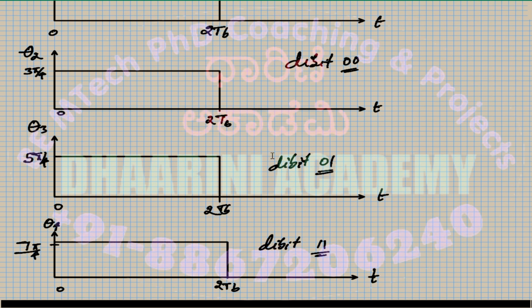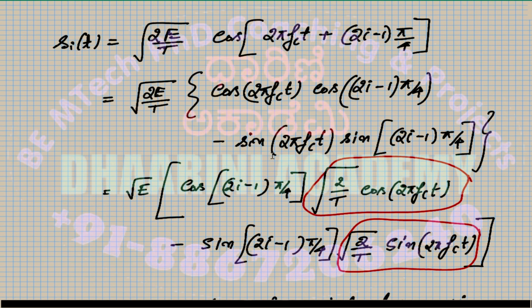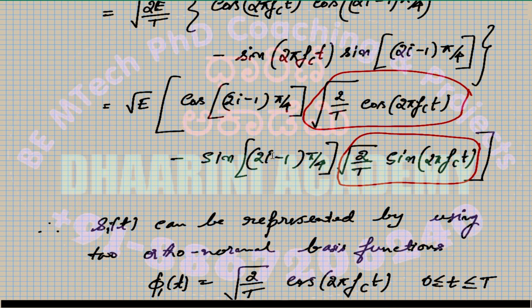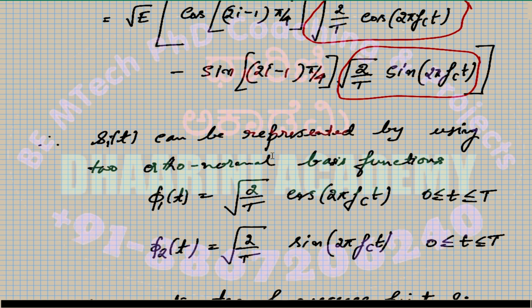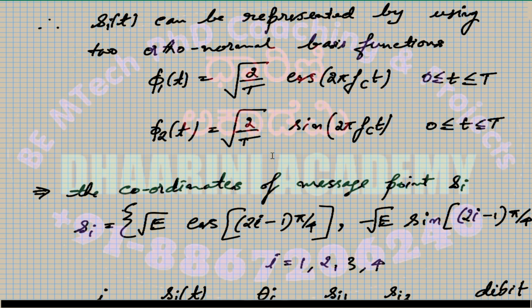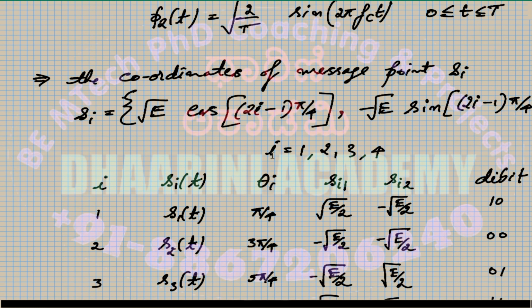I think the phases are already shown here, and then we converted the Si of t into the required format just to extract the phi of t. The phi of t represents the orthonormal basis function using which we can send the signals. There are two phi functions, phi1 and phi2, and you can see that these are the two equations of the phi.